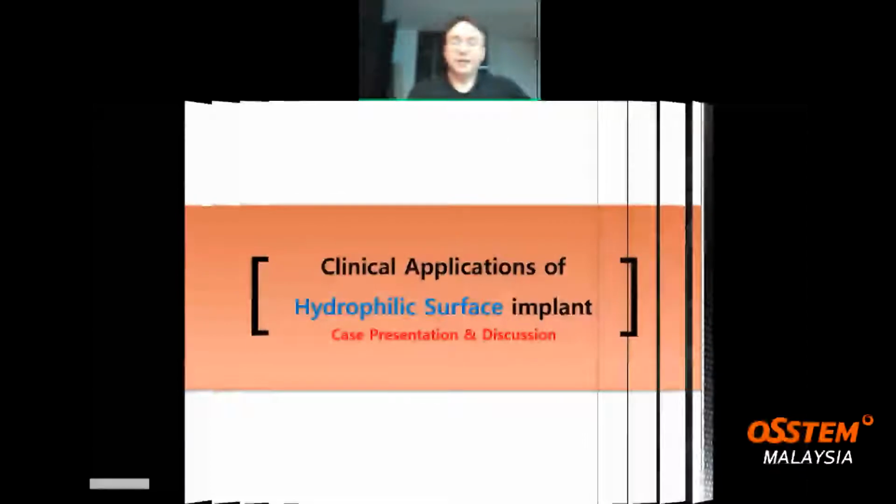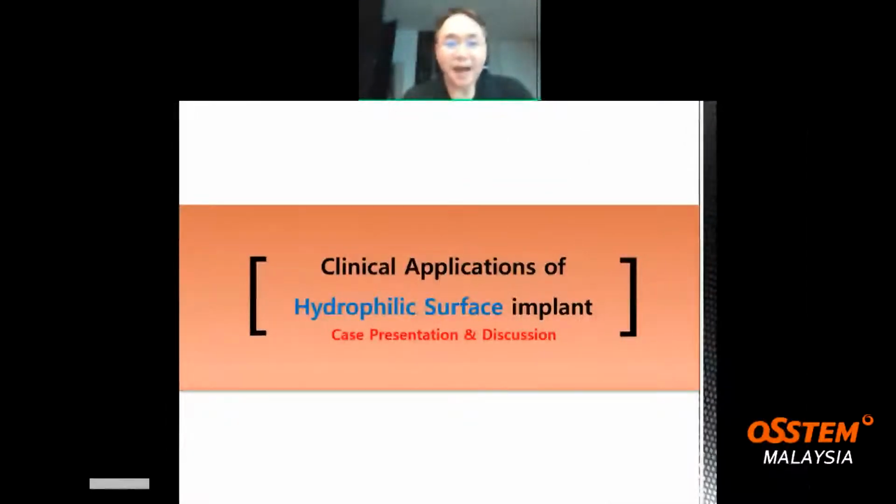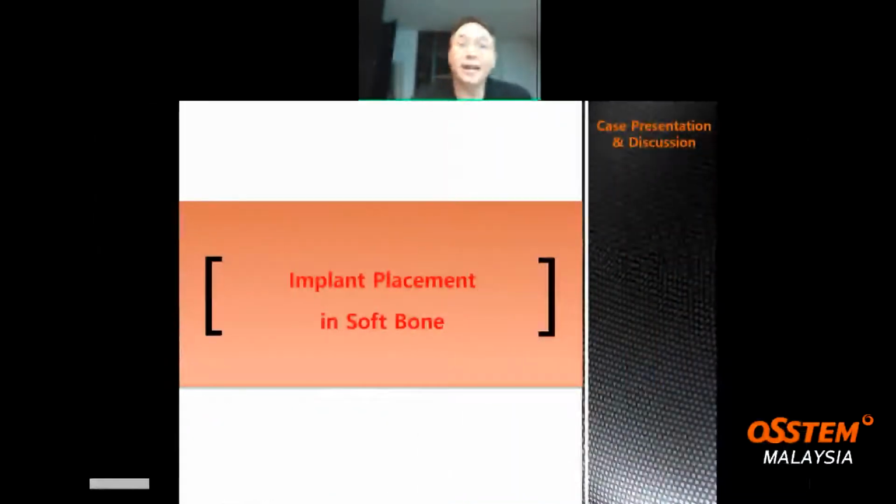So this hydrophilic surface implant should be considered to overcome the poor bone quality and quantity. From now on, let's talk about clinical applications of this hydrophilic surface implant. I think the first indication of this hydrophilic surface implant is the soft bone.